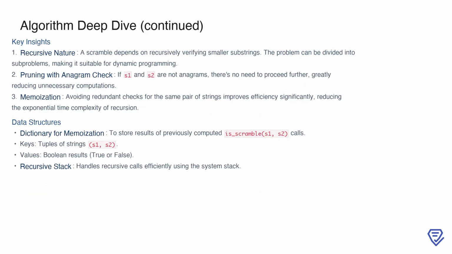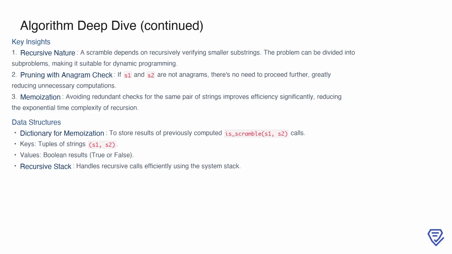Breaking this down further, the problem is fundamentally recursive, as determining if S2 is a scrambled version of S1 relies on verifying smaller substrings recursively. This makes the problem a perfect fit for dynamic programming. A key insight is that we can prune unnecessary computations by first checking if S1 and S2 are anagrams.